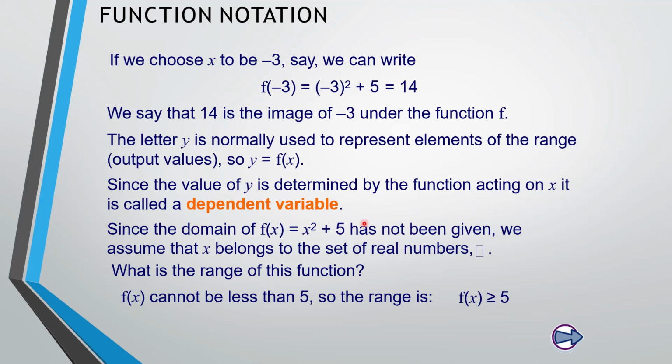Since the domain of the function f of x equals x square plus 5 has not been given, we assume that x belongs to the set of real numbers. What is the range of this function? F of x cannot be less than 5, so the range is greater than or equal to 5.